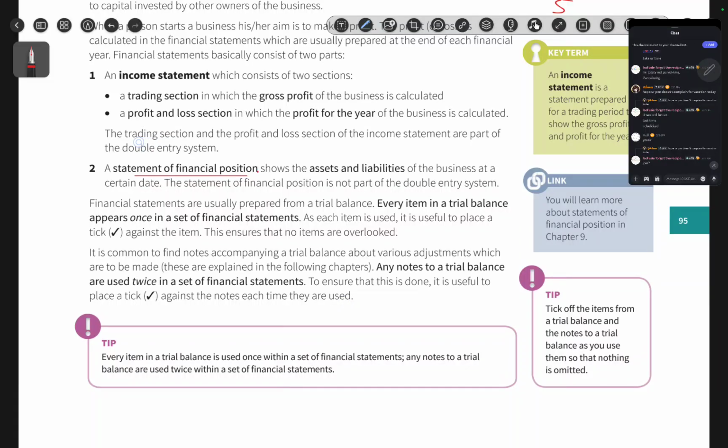The trading section and the profit and loss section are part of the double entry system. This means that the entire income statement is part of the double entry system. What does that mean? It means that it has debits and credits. Now, the statement of financial position is the assets and liabilities, and then we calculate the capital. This is not part of the double entry system because it's your total balances, and then you just put them in one place to give a summary.